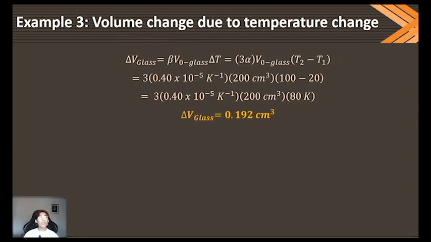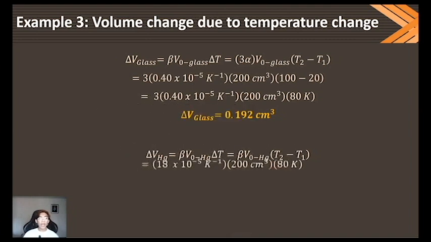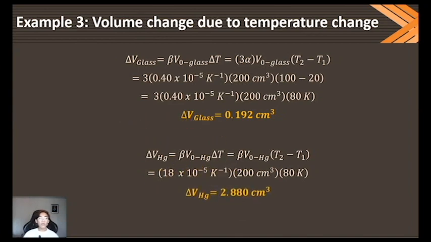Then, we will now calculate the change in volume of the mercury using the equation beta times initial volume of mercury times delta T, or that is equal also to beta times initial volume times T sub 2 minus T sub 1. Then we simplify and substitute the value of our given variables here. So we have 18 times 10 raised to the power of negative 5 per Kelvin times 200 cubic centimeters times 80. Our change in volume is equal to 2.880 cubic centimeter.